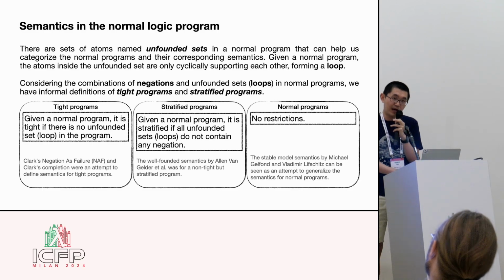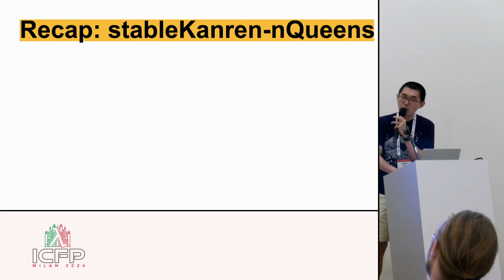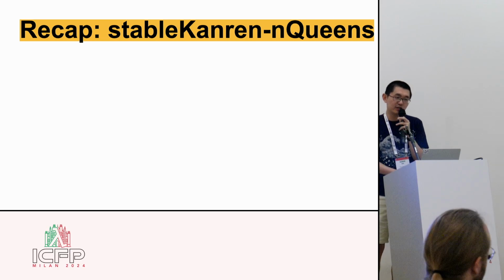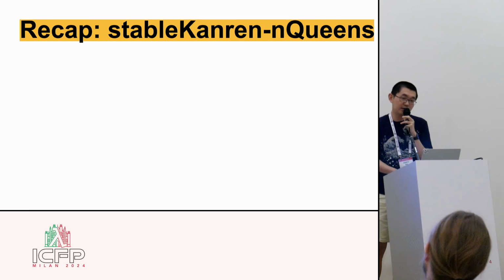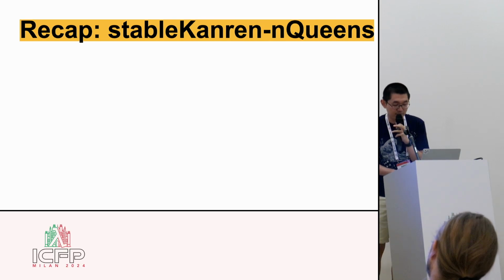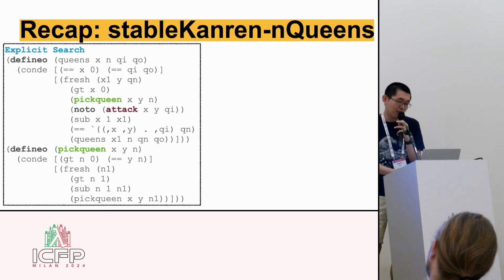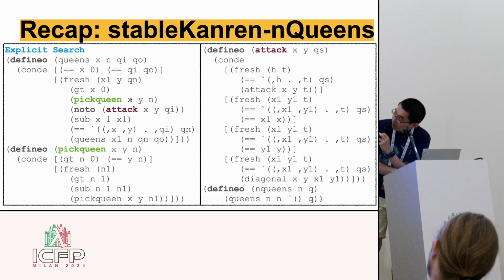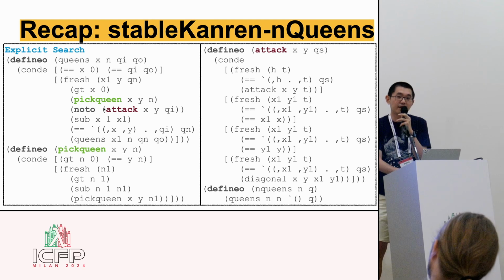So now we go back to our n-queens example. As I mentioned before, nodal attack actually didn't fully utilize the nodal ability in stableKanren. It was actually stratified negation. So let's see why it's stratified. Here we have one nodal right here, and it uses attack. And inside attack, as I mentioned, it is a loop, just looping through. Then it didn't go back to use any nodal or something, right? So we categorize this as a stratified negation.